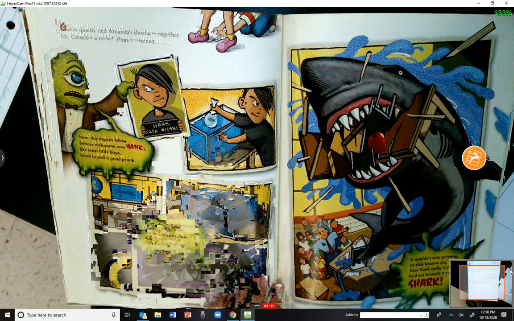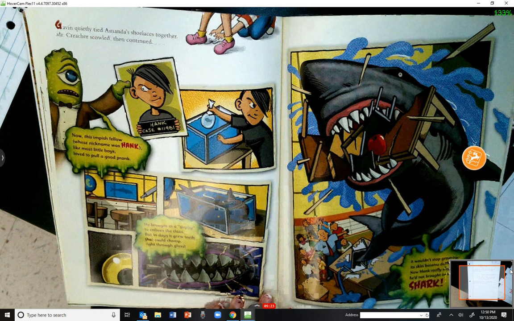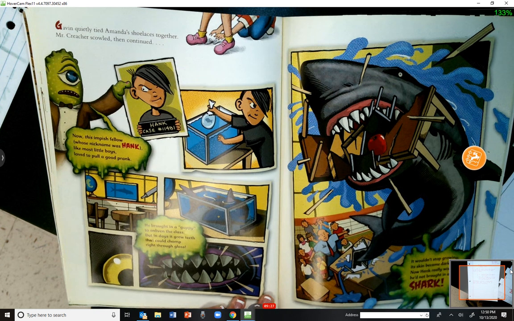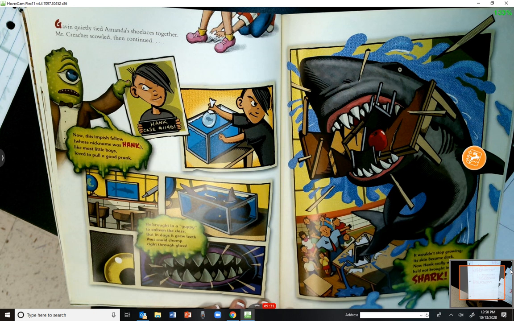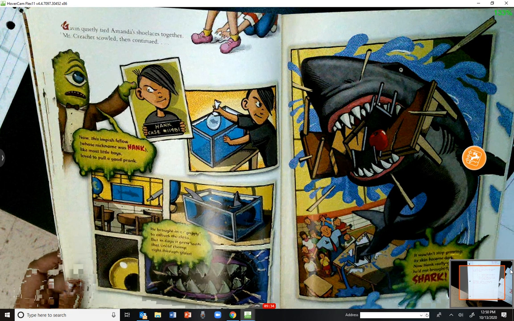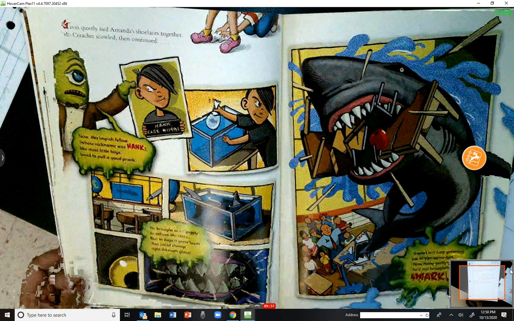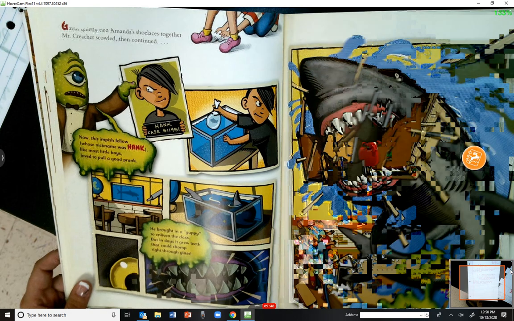Now, this impish fellow, whose nickname was Hank, like most little boys, loved to pull a good prank. He brought in a guppy to enliven the class, but in days it grew teeth that could chomp right through glass. It wouldn't stop growing. Its skin became dark. Now Hank really wished he'd not brought in a shark.